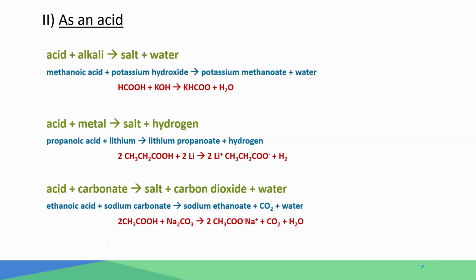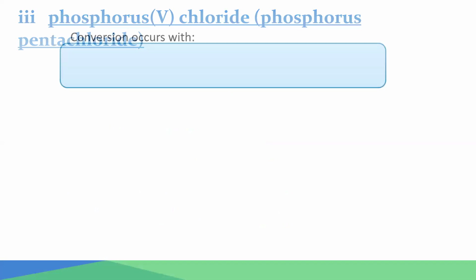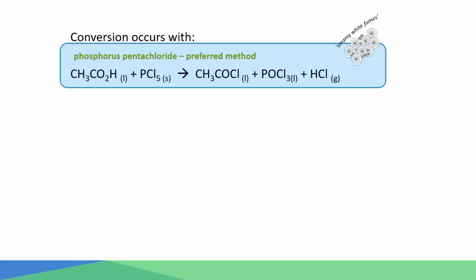Okay, have you observed that? Now, these are the important reactions. Now look at number three, phosphorus 5-chloride or phosphorus pentachloride. Now we are discussing carboxylic acid with phosphorus pentachloride. This is the reaction.